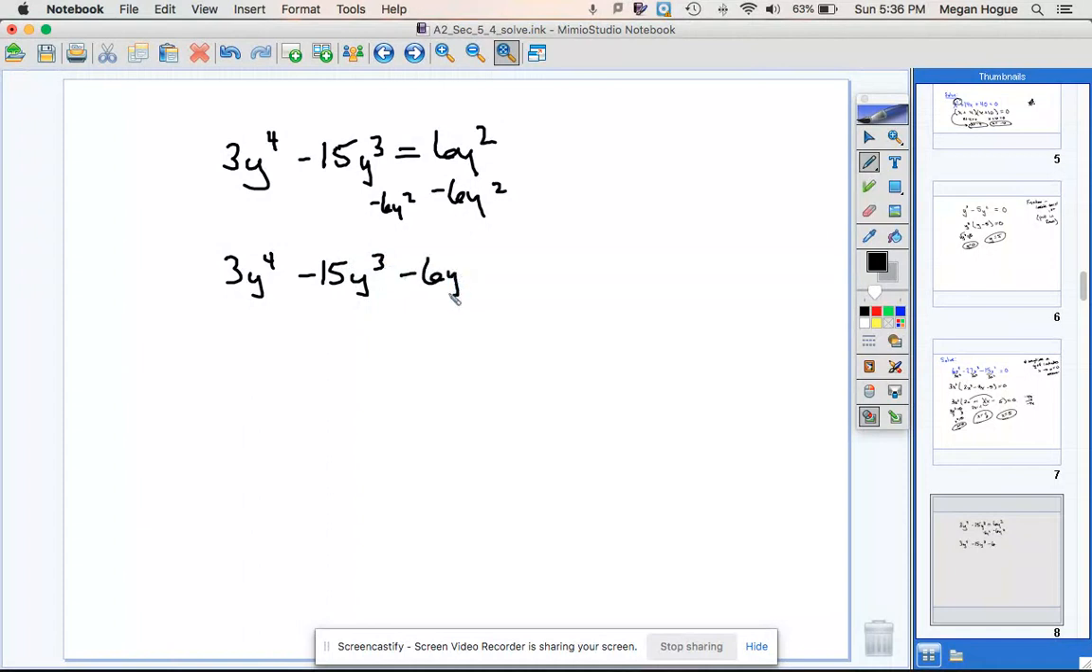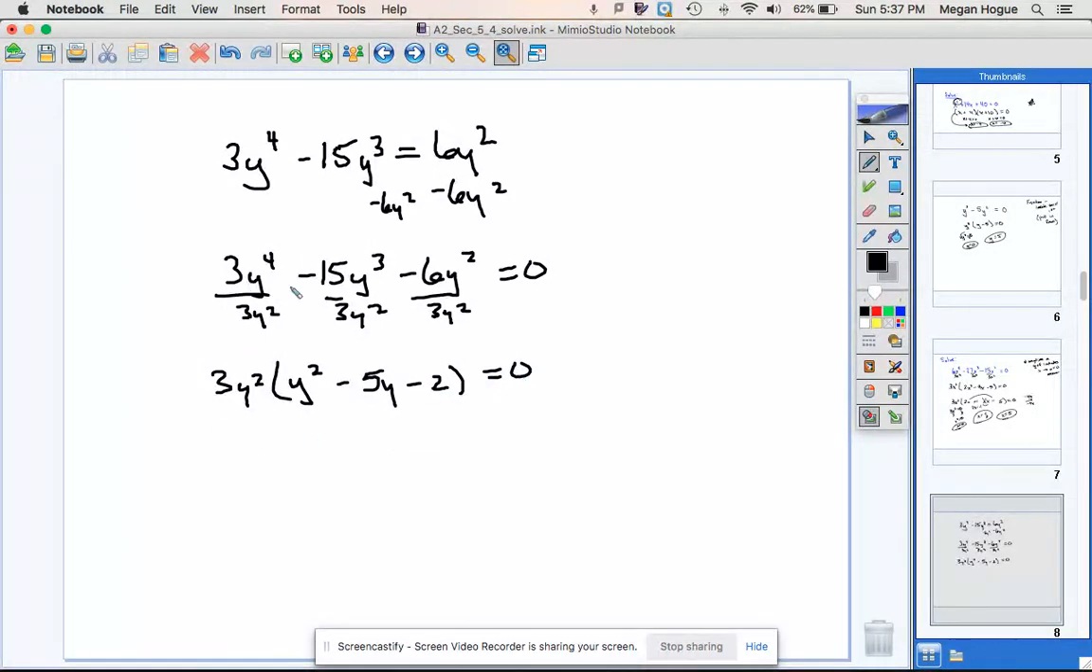This is very similar to the last one. Y squareds in all of them. Remember, you're looking for that smallest exponent. That will be your GCF as far as a variable. 3 also goes into all of them, so I can divide them all by 3y squared. So that means I'll have a solution of 0. I'm going to be left with y squared first, minus 5y, minus 2 equals 0.